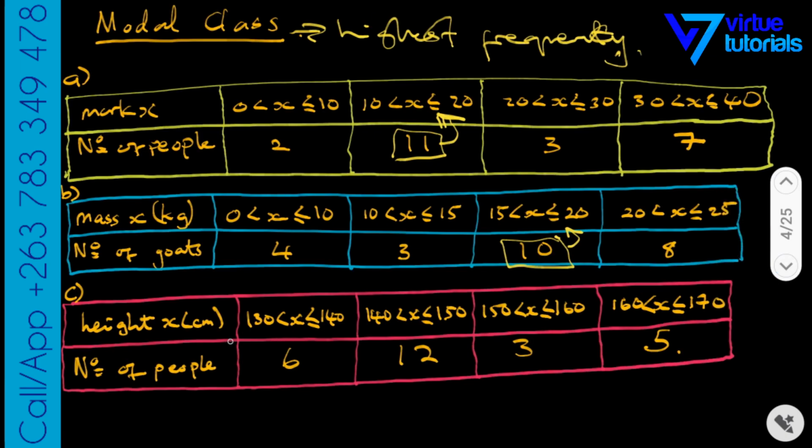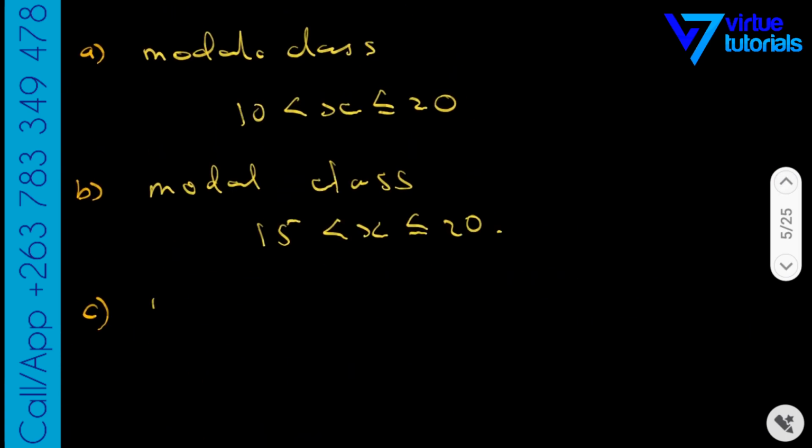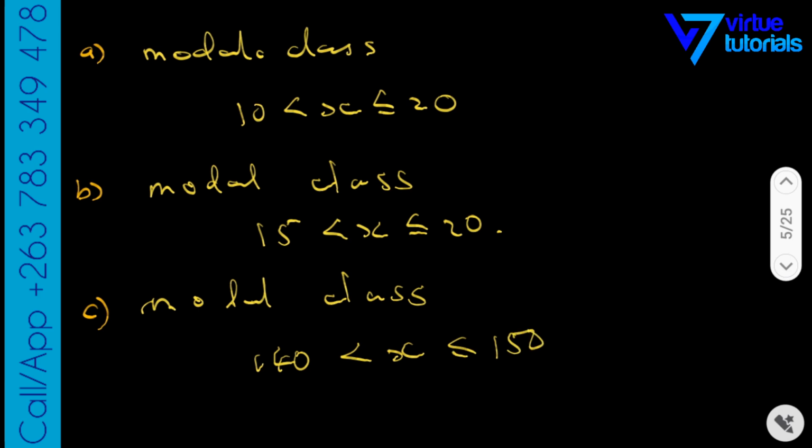And then lastly, we've got our heights. 130 to 140, 140 to 150, 150 to 160, 160 to 170. Then you've got your frequencies here, 6, 12, 3, 5. The highest frequency was 12. It belongs to that class, 140 to 150. So our modal class is going to be 140 to 150. So that's how simple it is to find your modal class.